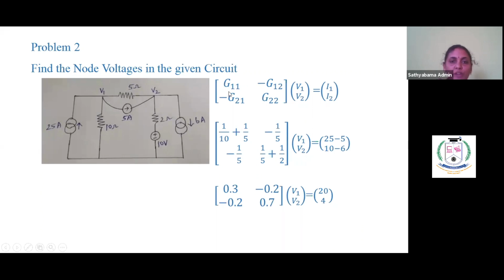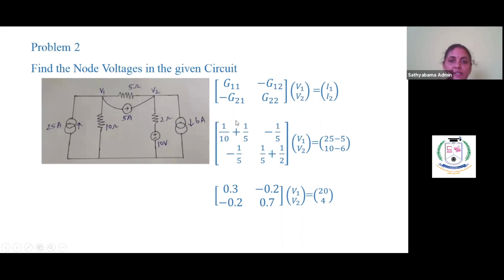Now to find G11, G11 is going to be the total conductance connected with node 1. So we have 2 resistances connected here, 10 and 5. So 1 by 10 plus 1 by 5. Don't take it as 1 by 15. Don't add the resistances and take it like that. You take the conductances individually. So 1 by 10 plus 1 by 5 will be the first element of the matrix. Next, G12. G12 is the common conductance between node 1 and node 2. So 5 ohms is common here, so we will write it as minus 1 by 5.